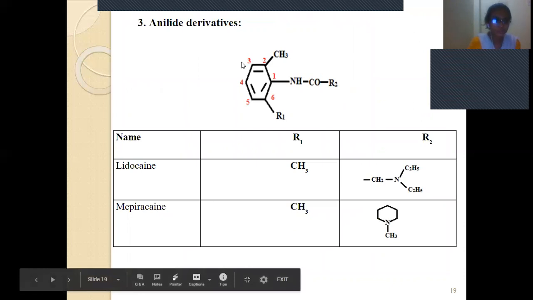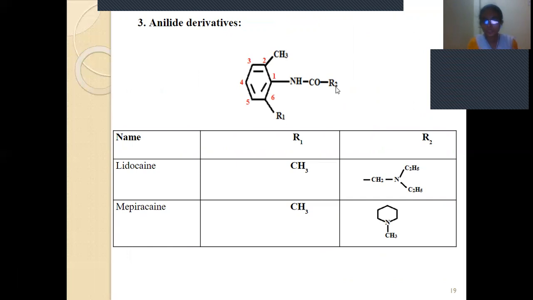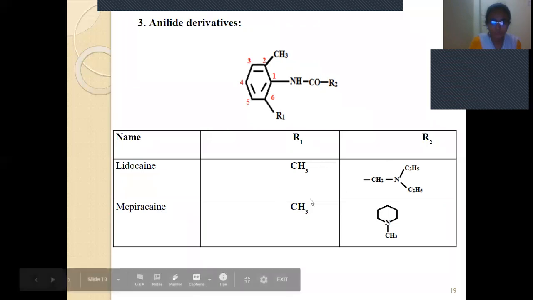Next, anilide derivatives. So here for the R1, R2 position, if we replace it with the different atoms, we will get different drugs. That is lidocaine in R1 position methyl group, in R2 position diethyl amino, ethyl is there. See here diethyl, this is amino and this is ethyl. In mepivacaine, here amino methyl group is R1 position, in R2 position piperidine structure with methyl. See here 6 membered ring with one nitrogen, that is piperidine, and here methyl is there.